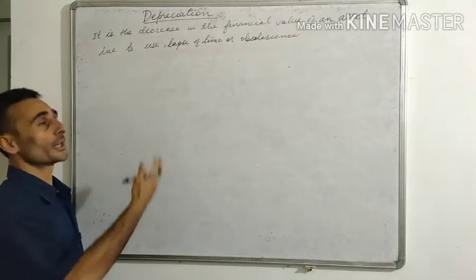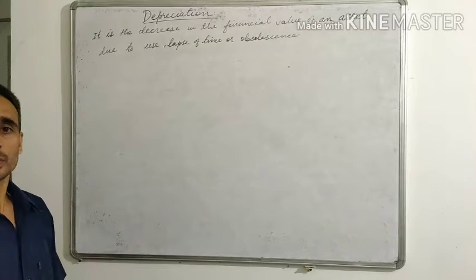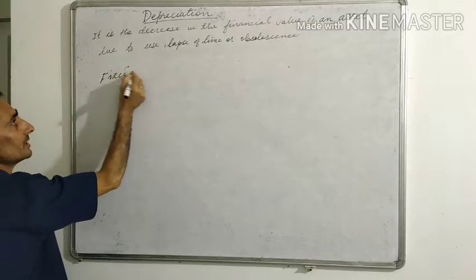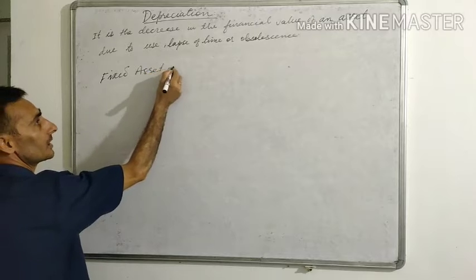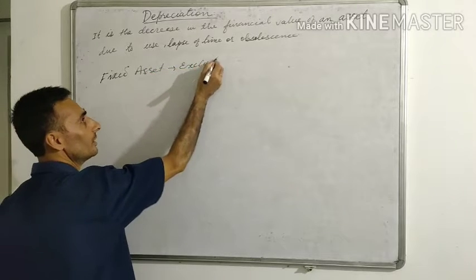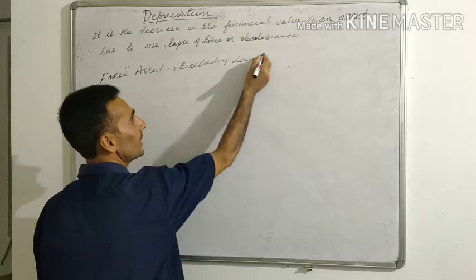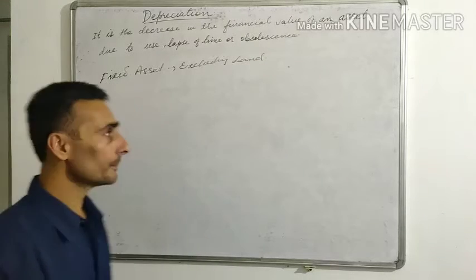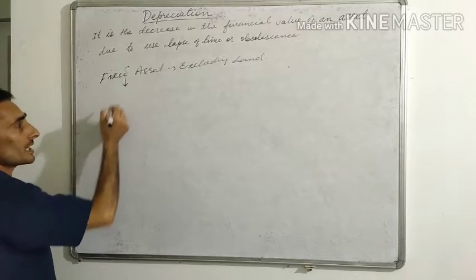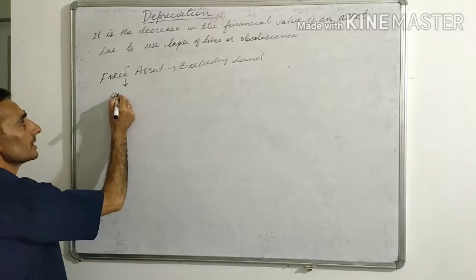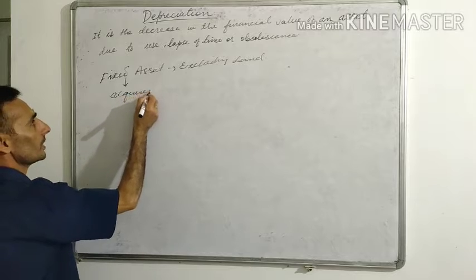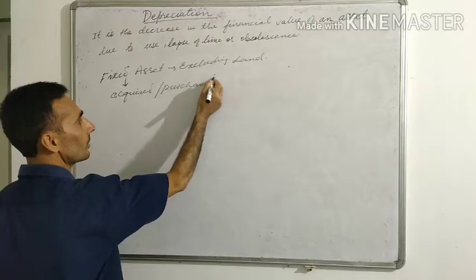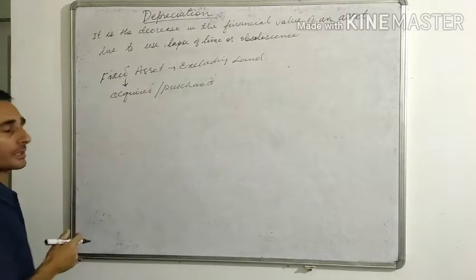Hi, so today's topic is depreciation. This depreciation is charged on asset, and what kind of asset? Fixed assets, and that's too excluding land. Land is never depreciated, it is an appreciating asset. Okay, so it is charged on fixed asset, but fixed asset which is acquired or purchased and is used. On that kind of assets we have depreciation.